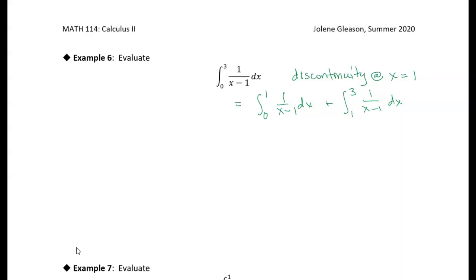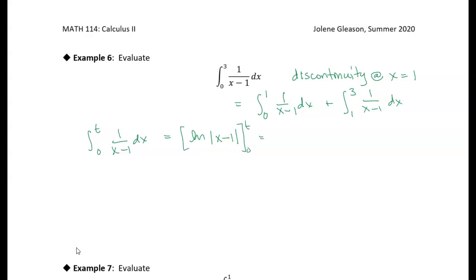All right, so let's do the first one first. Now the discontinuity is at 1, so I'm actually going to integrate from 0 to t. I'm going to replace my discontinuity with t, so that then I can just sneak up on it. I can sneak up on 1 using t. So I get the integral of 1 over x minus 1 dx. All right, and that is the natural log of the absolute value of x minus 1, right? And I'm going to evaluate that from 0 to t.